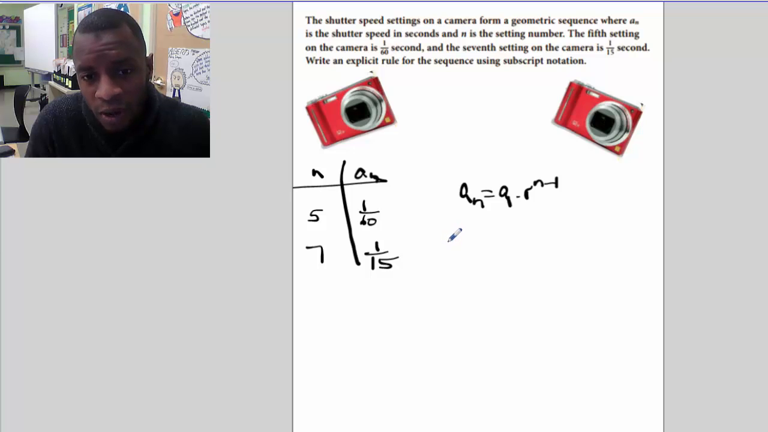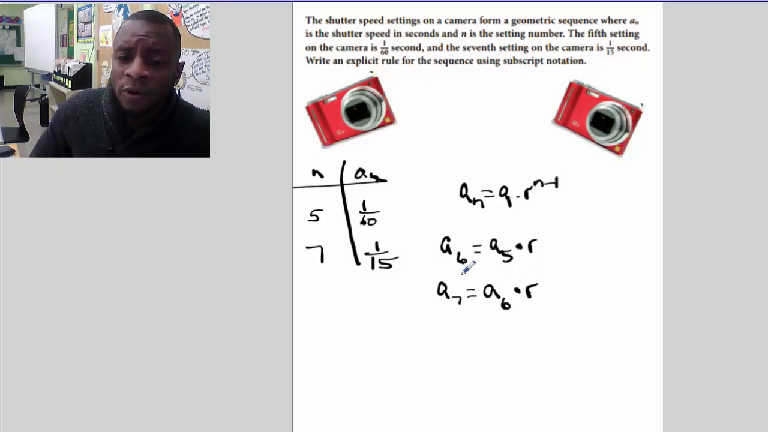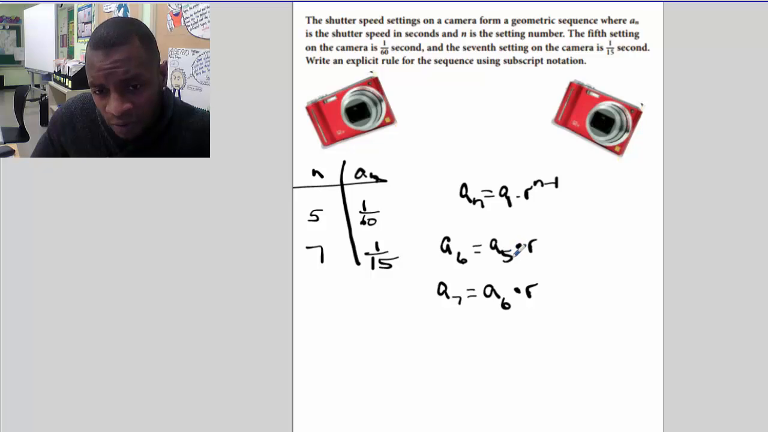So to get a sub 6, we can take a sub 5 and multiply it by r. To get a sub 7, or our seventh term, we take our previous term, which is the sixth term, and multiply it by r. Right? And so if you notice, we have a sub 6 written in terms of its previous term and the common ratio, and we know the fifth term.